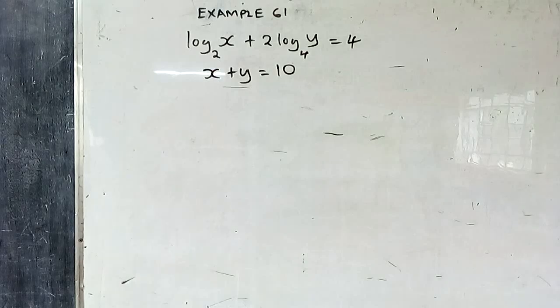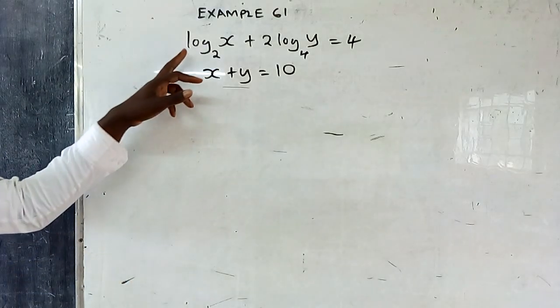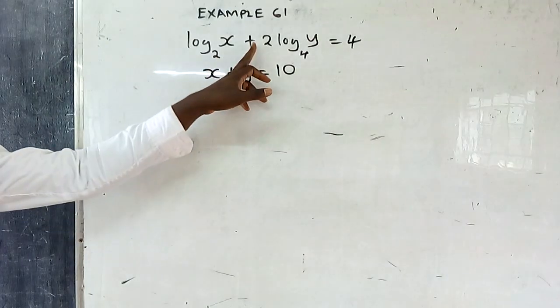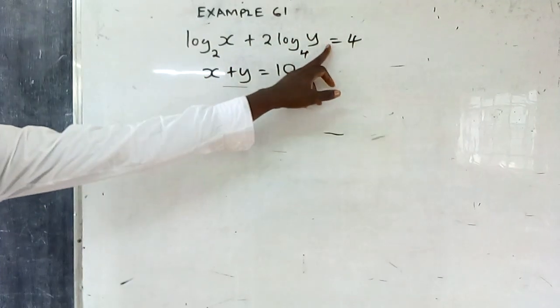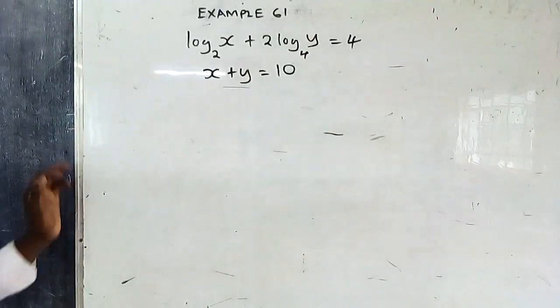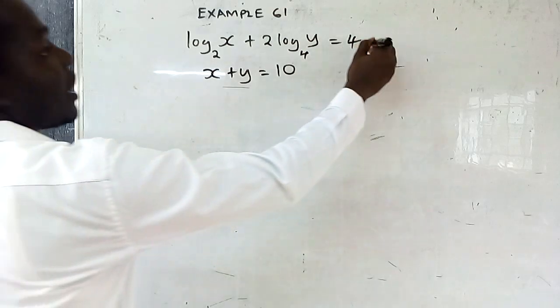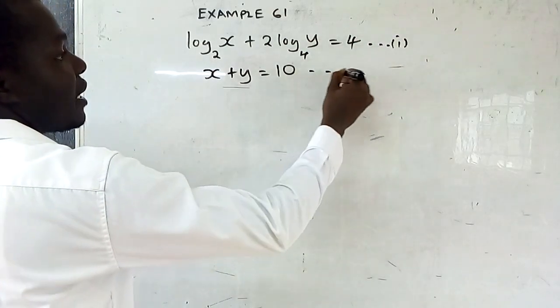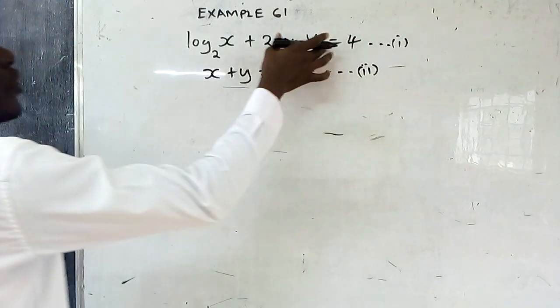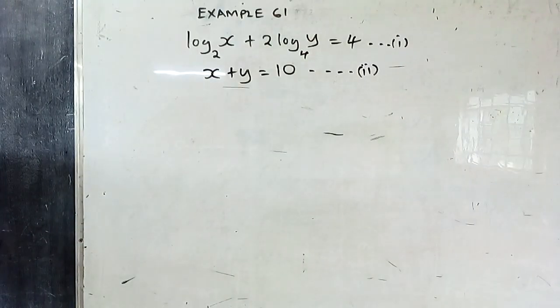Number 61, solve the following simultaneous equation. Log x to base 2 plus 2 log y to base 4 is equal to 4, and the second one, x plus y is equal to 10. So, if you let that be equation 1 and this equation 2, in equation 1 you can use laws of logarithms to get rid of the log, isn't it?